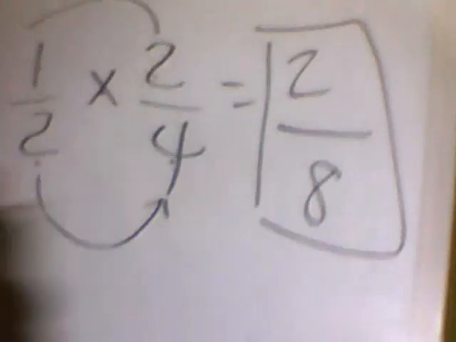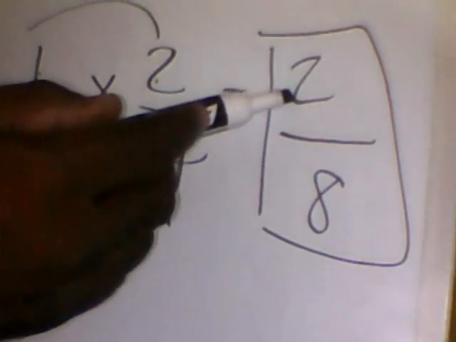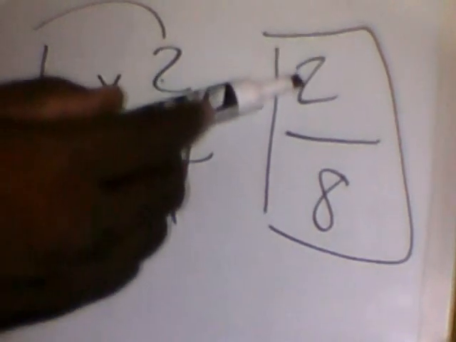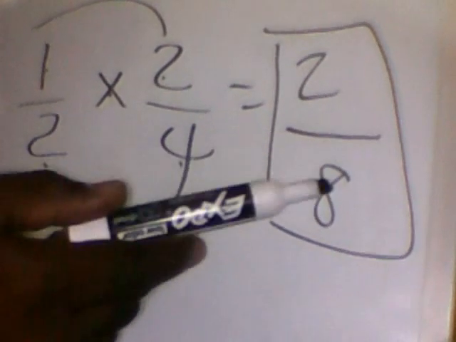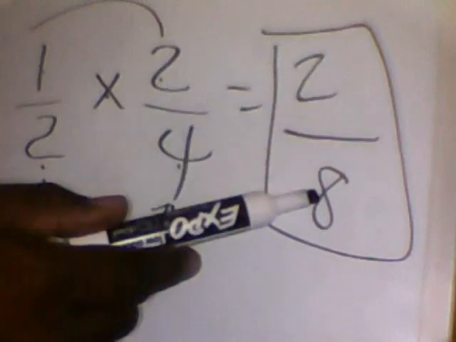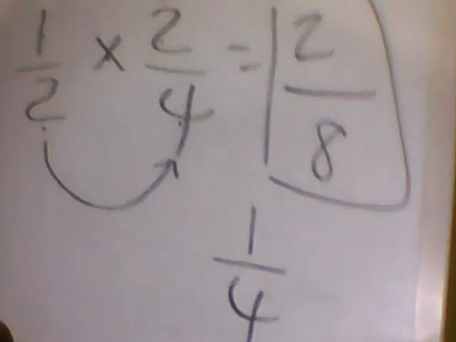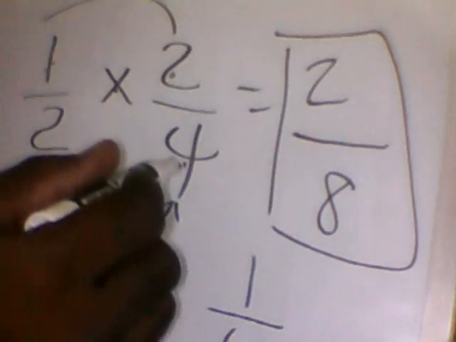Now of course, this 2 eighths can be written in its lowest term. You need to find the highest common factor of the numerator and the denominator, then divide both numbers by the same number. The highest common factor of 2 and 8 is 2. So 2 into 2 goes 1, and 2 into 8 goes 4. Simple. So the main thing to remember when multiplying fractions is to multiply numerator by numerator, denominator by denominator.